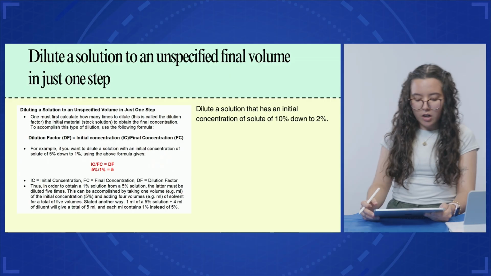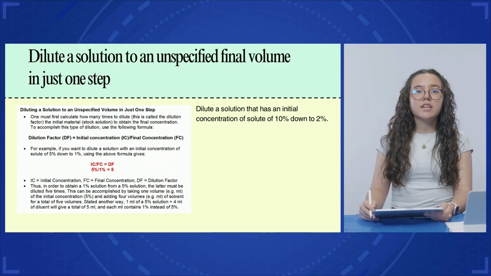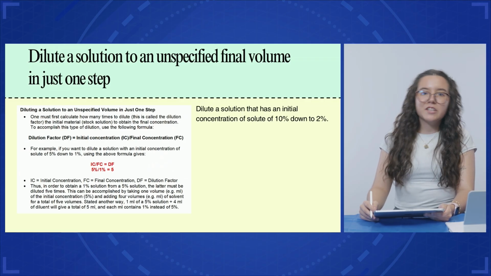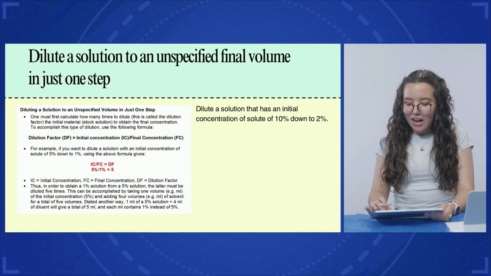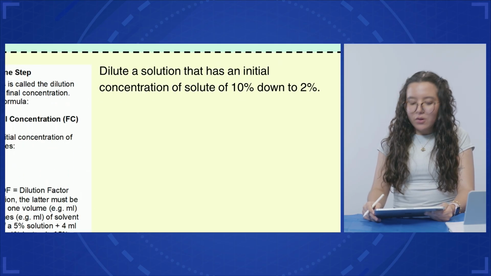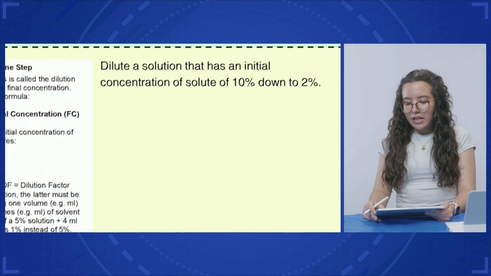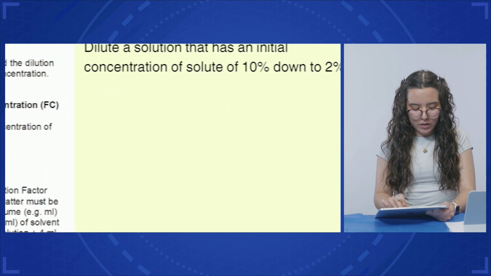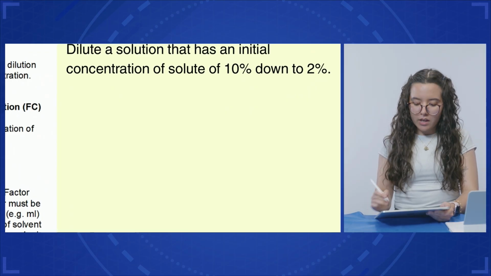Now we are off to dilute a solution to an unspecified final volume in just 1 step. That seems pretty specific, but as we go on, you'll see how many different types of problems there are. For example, here it's asking us to dilute a solution that has an initial concentration of solute of 10% down to 2%.